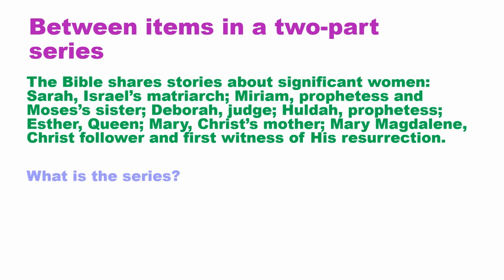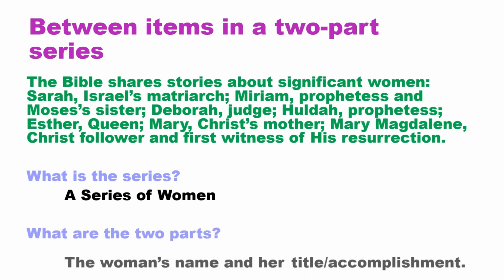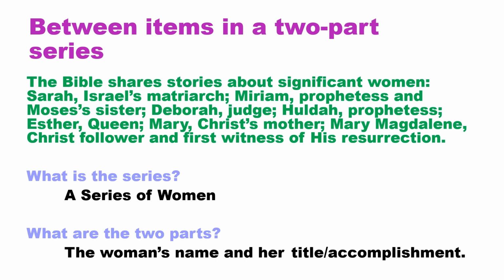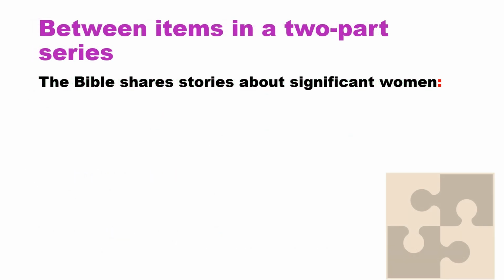What's in this series? It's a series of women. And what are the two parts of each of the elements in the series? The woman's name and her title or accomplishment. Let's look at our series again.